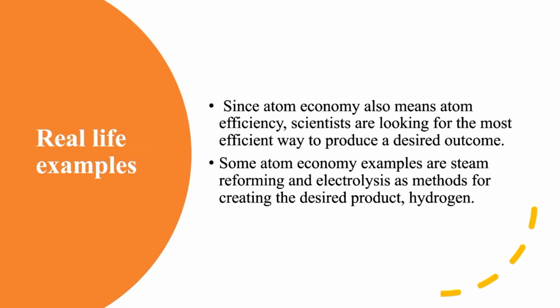Here are some real-life examples of atom economy. Since atom economy also means atom efficiency, scientists are looking for the most efficient way to produce a desired outcome. Some atom economy examples are steam reforming and electrolysis as methods for creating the desired product, hydrogen.